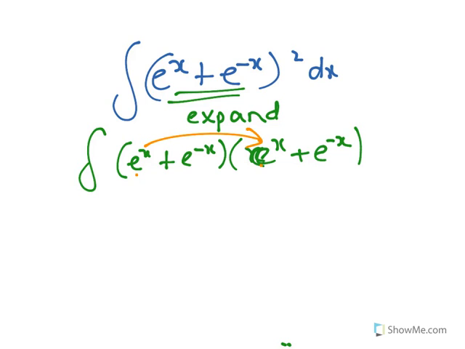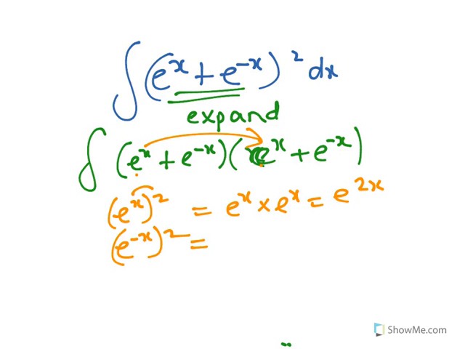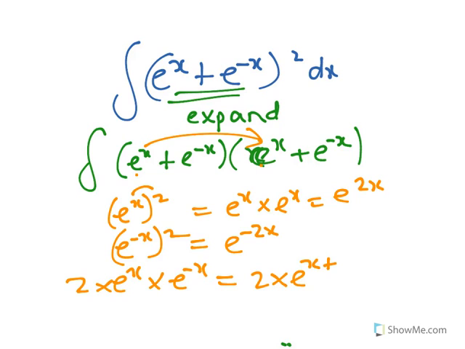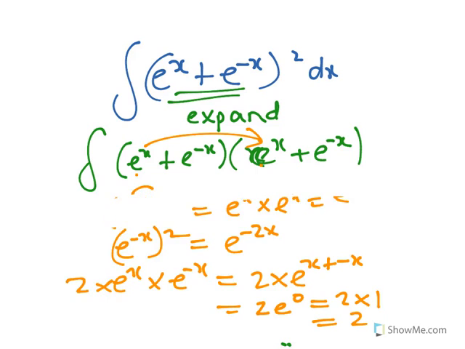When you go e to the x times e to the x, you get e to the x squared, or you get e to the x times e to the x, you're adding the indices, so it's e to the 2x, or multiply them when you have the brackets. E to the minus x all squared would be e to the minus 2x. Okay, and if you did e to the x, because the middle term will be 2 times e to the x, e to the minus x, that'll be 2 times e to the x, and if you add those indices, you actually get 0. So it's 2e to the 0, which is 2 times 1, which is 2. Okay, so let's go for it now.